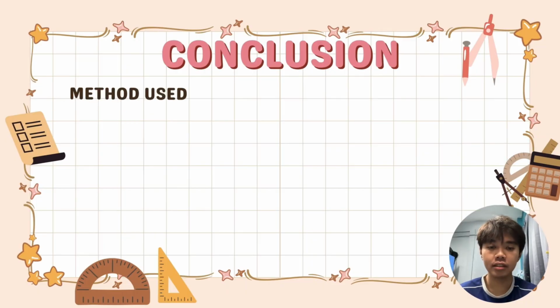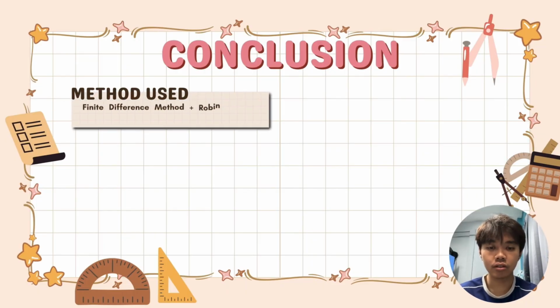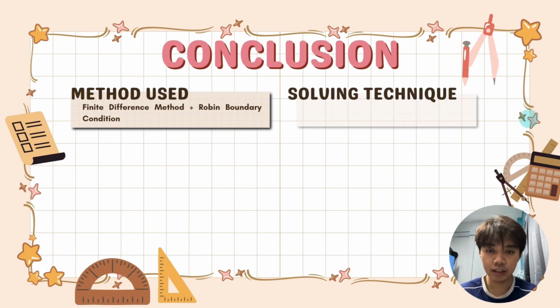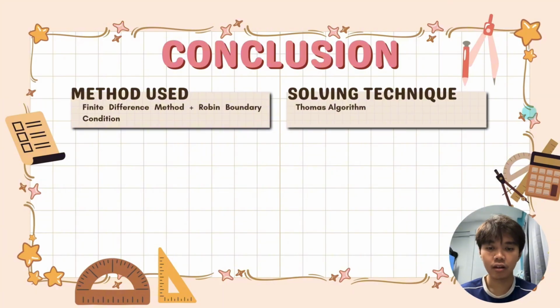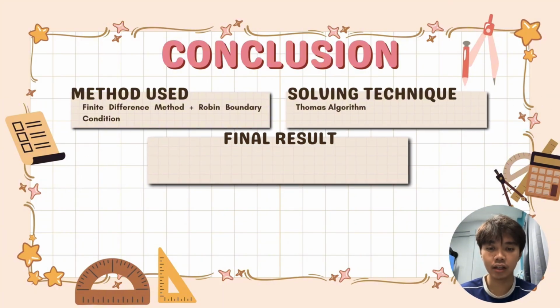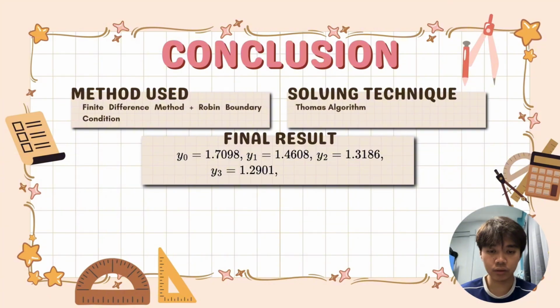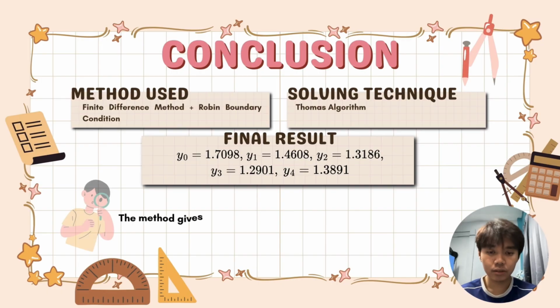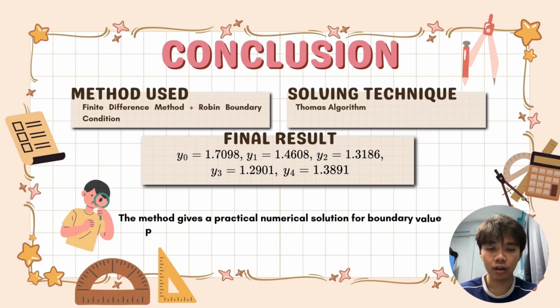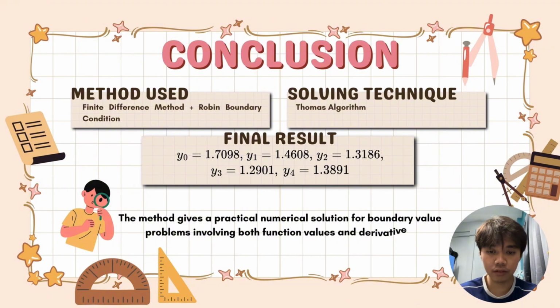In conclusion, the finite difference method is a useful numerical method for solving linear boundary value problems with Robin boundary conditions. As in our example, we applied the finite difference formula and used the Robin boundary conditions to form a system of linear equations. And then, the system was solved using the Thomas algorithm. From our calculation, the approximate values we obtain are y0 equals 1.7098, y1 equals 1.4608, y2 equals 1.3186, y3 equals 1.2901, and then y4 equals 1.3891. Therefore, this method provides a practical way to approximate solutions for problems involving both function values and derivatives at the boundaries.